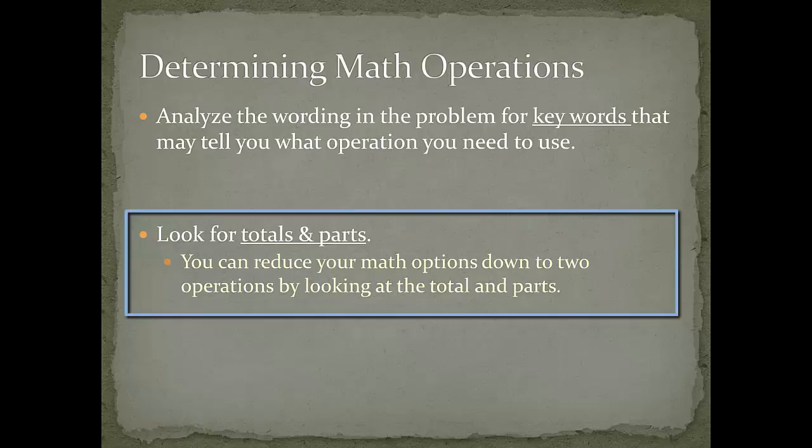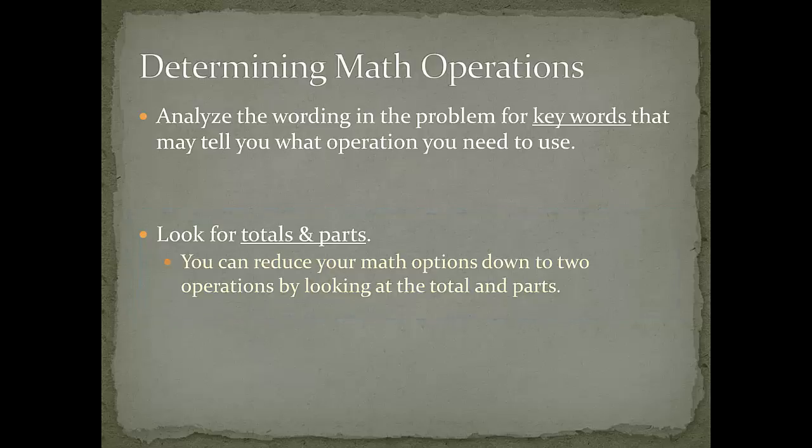And second, I want you to look for totals and parts. Totals can also be termed a whole or all of something. When you're reading through the problem, you want to look and see if they give you the total or if they're asking for the total. So in other words, you want to find in the problem either they tell you what the total is or they're going to ask you to find that total. And the reason why that's important is that's going to help you reduce the number of math operations that you can choose from down to 2 operations. So you'll either reduce it down to subtraction or division or down to addition and multiplication.